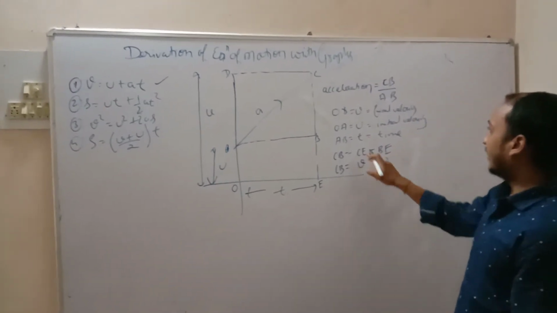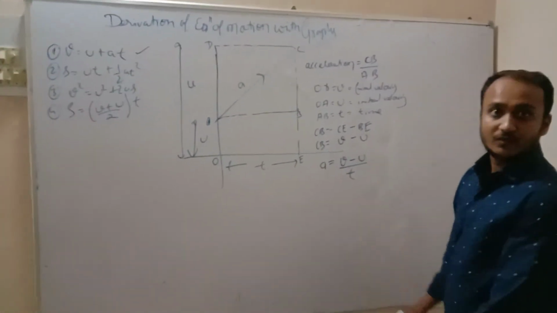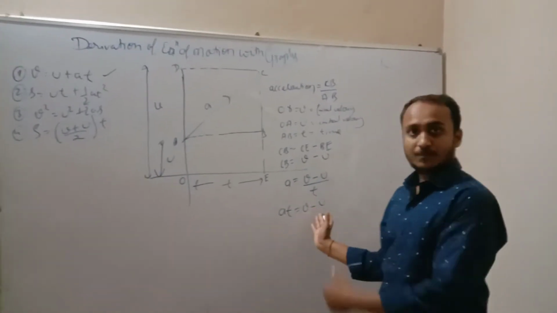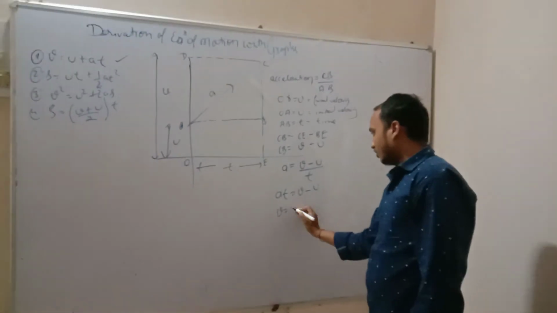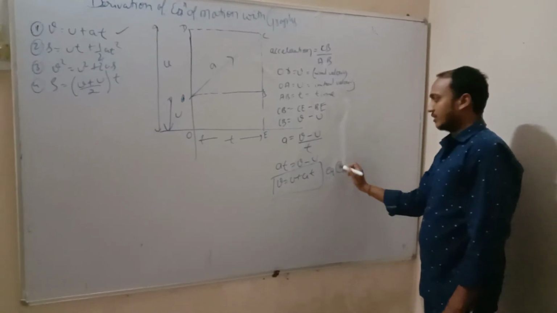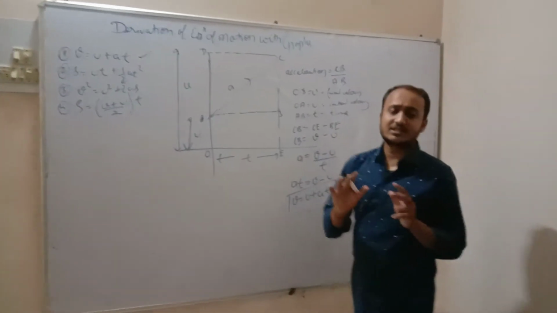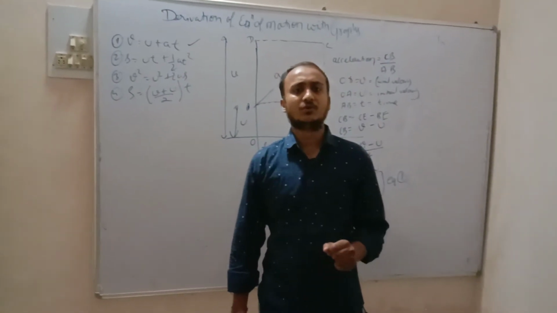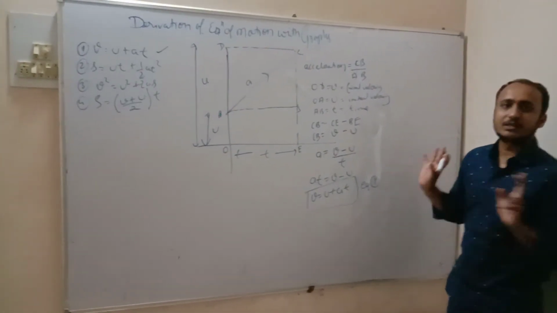Putting these values in, we get acceleration equal to (V minus U) by T. Cross multiplying, AT equal to V minus U. Taking U to the other side, we get V equal to U plus AT. So this is our equation number 1 derivation. This is how we derive equation of motion. Friends, in exam, out of these four, any one will surely come, so it is very important to learn its derivation. Take a look at this and practice it a lot.